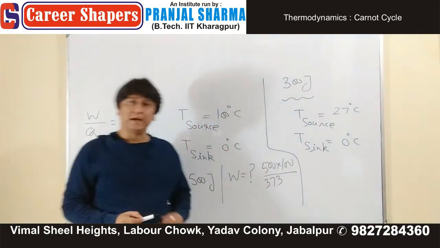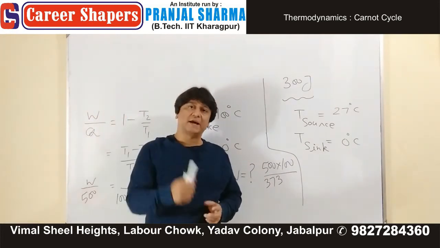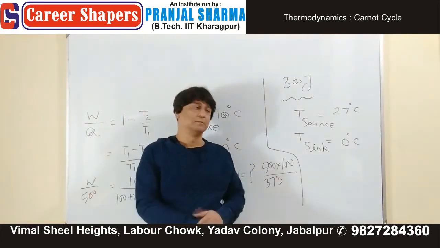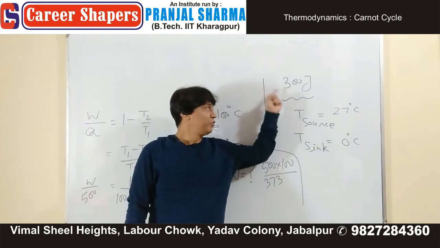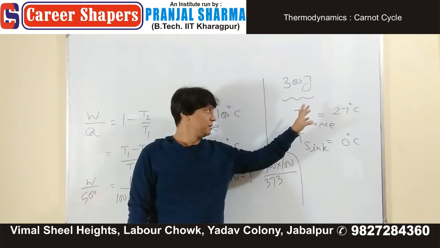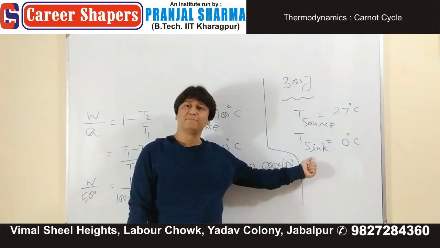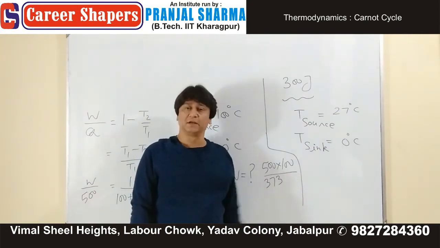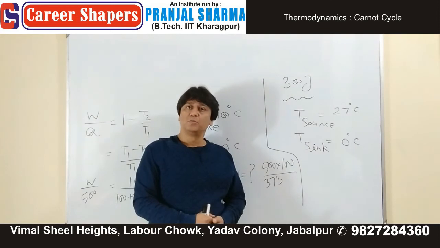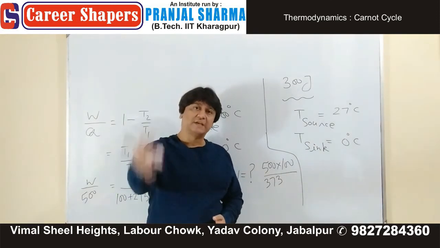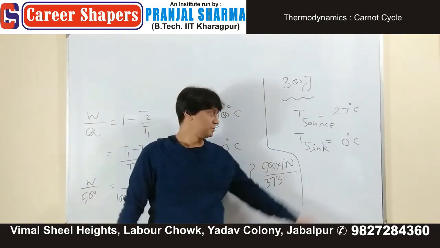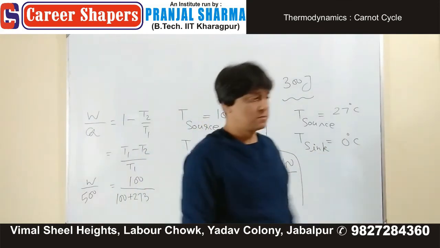How much heat is rejected by the system? 300 joules is supplied. Temperature of source is 27 degrees Celsius. Temperature of sink is 0 degrees Celsius. Question is, how much heat is rejected by the system? Answer this.